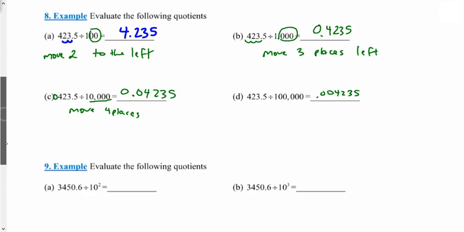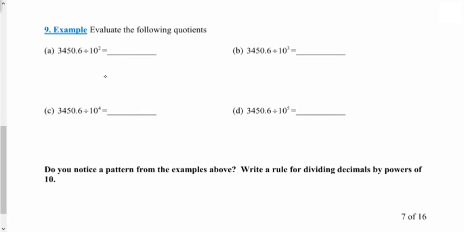For some reason, my computer likes to jump around. Here we've got 10 squared. That's the same thing as 100. And you can still see that because we have a power of 2, we'd be moving it 2 places. So 34.506 would be our answer. Here we've got 3 places, so we'll move it 1, 2, 3. That's because we're dividing by 10 to the 3rd power.